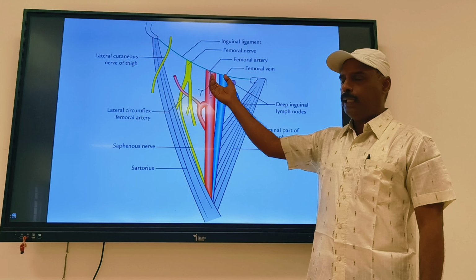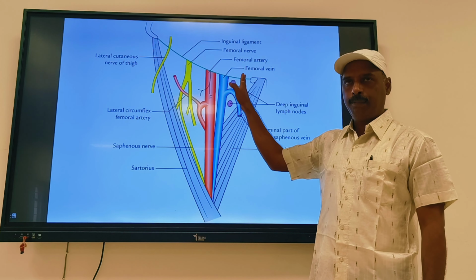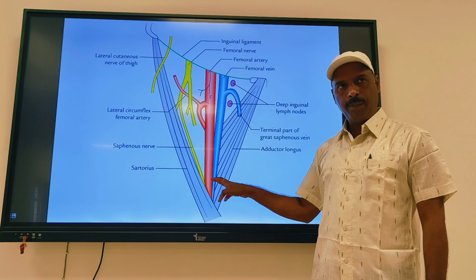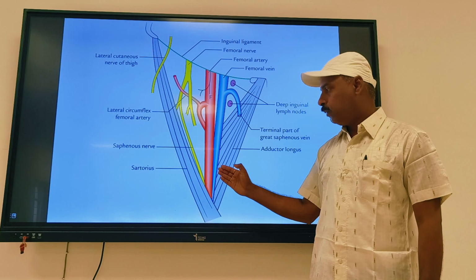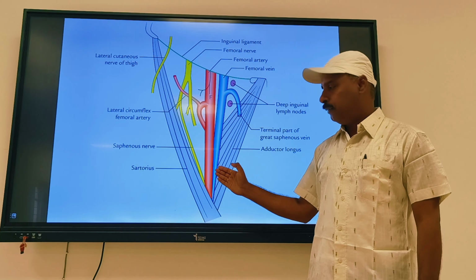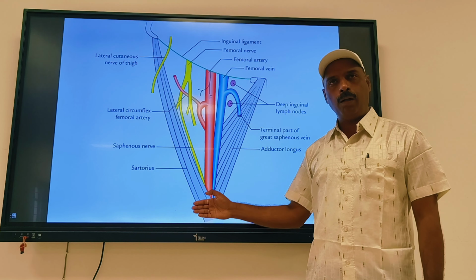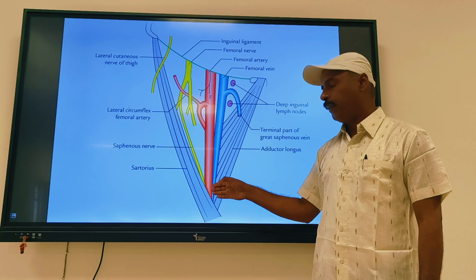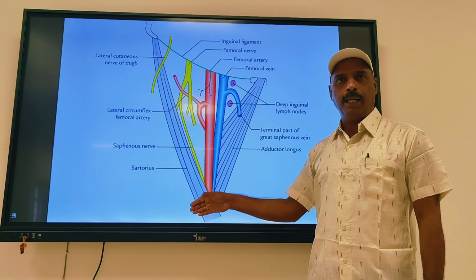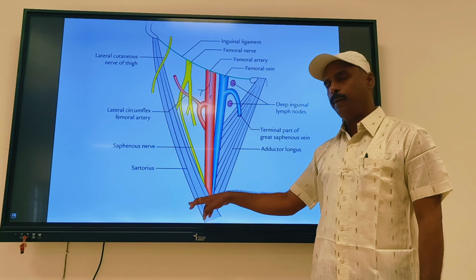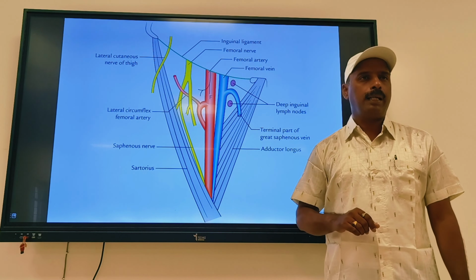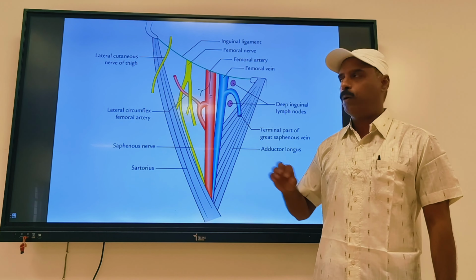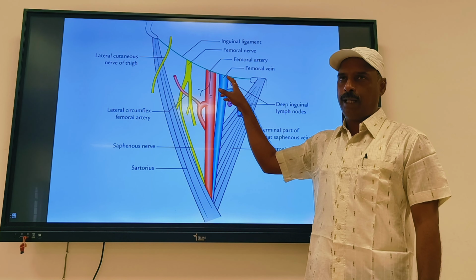This femoral artery is lateral to the vein. Vein is medial, that is fixed. But when it comes to the adductor canal, artery is in front of the vein. Then in the lower part of the adductor canal, you are going to get the vein laterally and the artery medially. Means, see, it is crossing. So that relation is very important, you have to remember the artery and femoral vein relation.